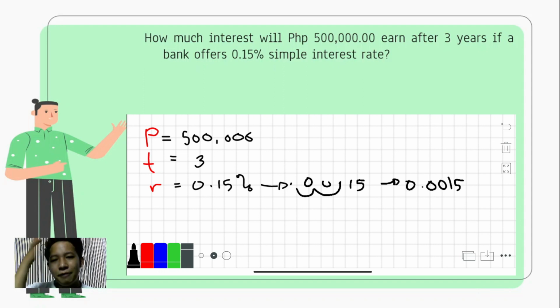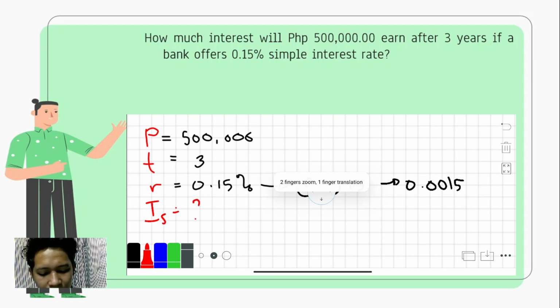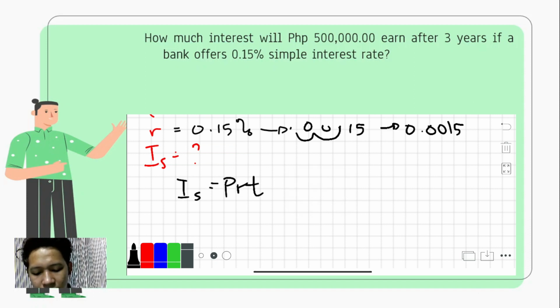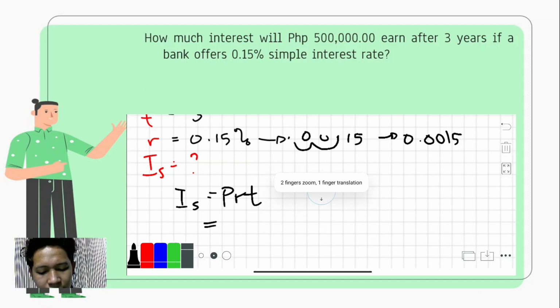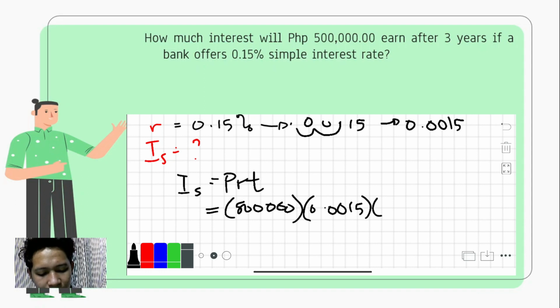So ibig sabihin, that would be 0.0015. Okay po? And then, since the problem is asking for the simple interest, then we are to look for the simple interest. So that is simply having I sub S equals PRT. And then substituting all the necessary values to our formula. P now is 500,000. The rate is 0.0015. And then our time is 3 years.